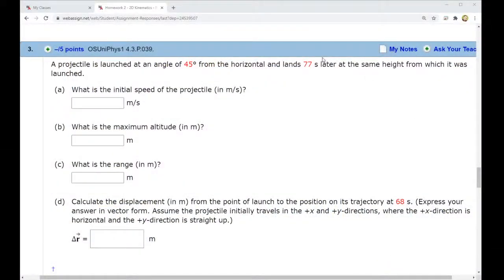Holly, I thought t equals 77 seconds. Well, let's take a look. I'm glad you guys are paying attention. So that is something that's given to us in the problem. So we can make that change.